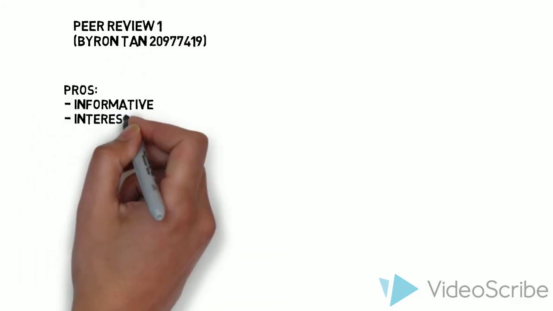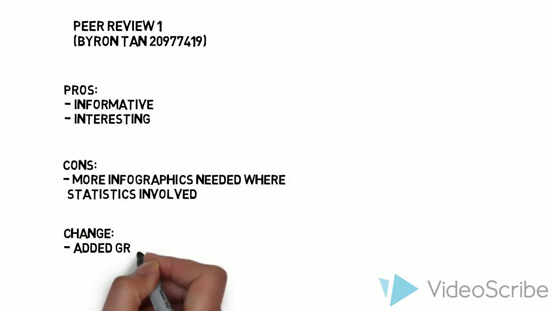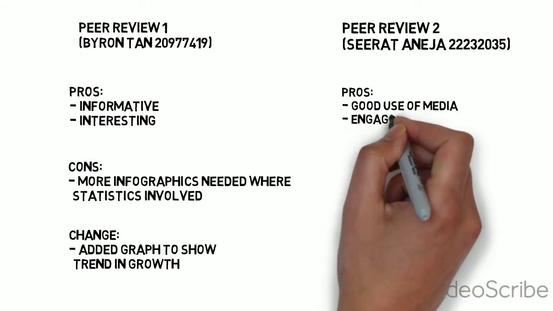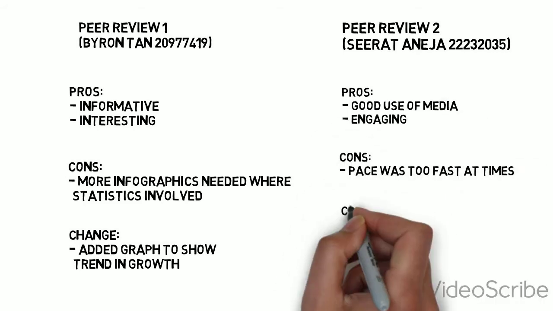For Peer Review 1, the pros were that the presentation was very informative and interesting. However, the cons were that I needed infographics where statistics were involved, so I added a graph. For Peer Review 2, the pros were that the presentation was engaging and had a good use of media. However, the cons were that the pace was too fast, so I went back and slowed down the pace.